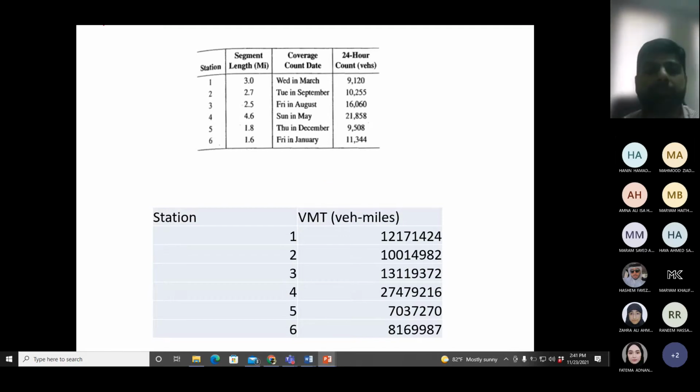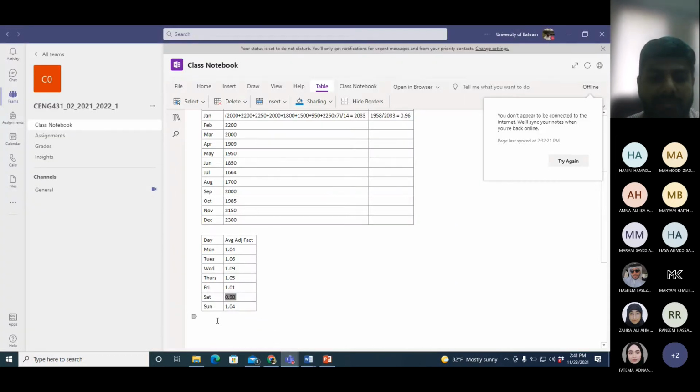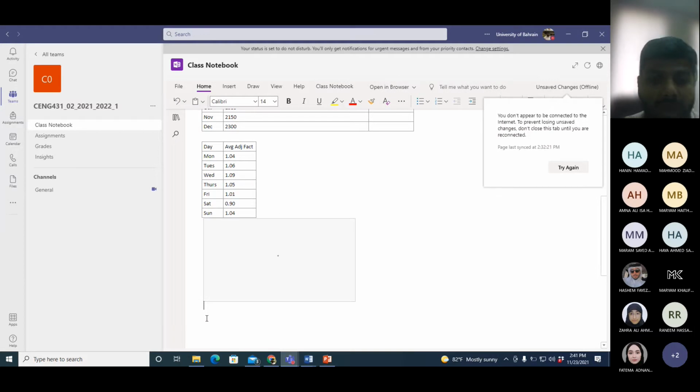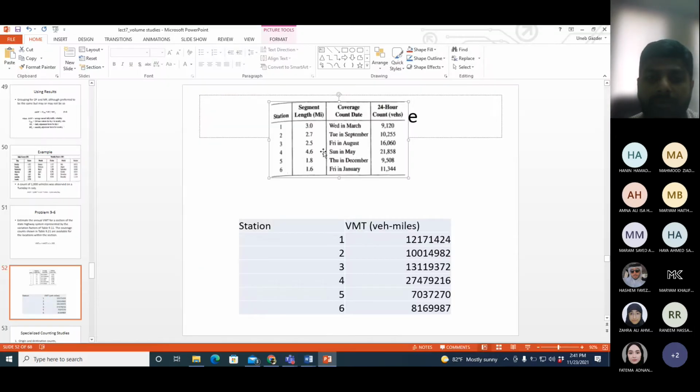You can see the table here. This table shows you the counts which are taken on 6 different coverage count locations. For each location, they are showing the station number, the length, the day and month in which the count was taken, and the value of the count itself, the 24-hour count. We are required to calculate VMT 365 for all these stations.